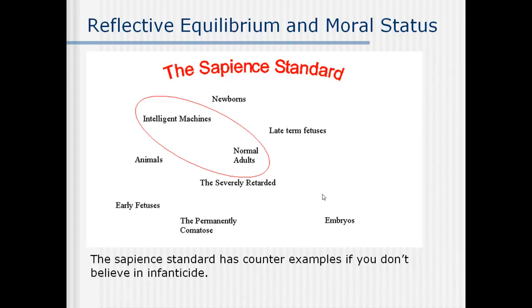You might try reducing the range of things that have moral status in order to get away from the counterexample that says animals have moral status. You could do this by embracing the sapience standard. But notice that when you do that, you not only exclude animals, you also exclude newborn babies. Well, no one wants to say that newborn babies have no moral status. That seems monstrous. So once again, the sapience standard has a counterexample.